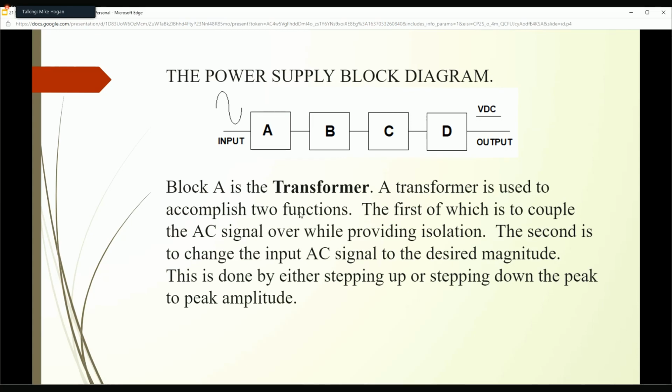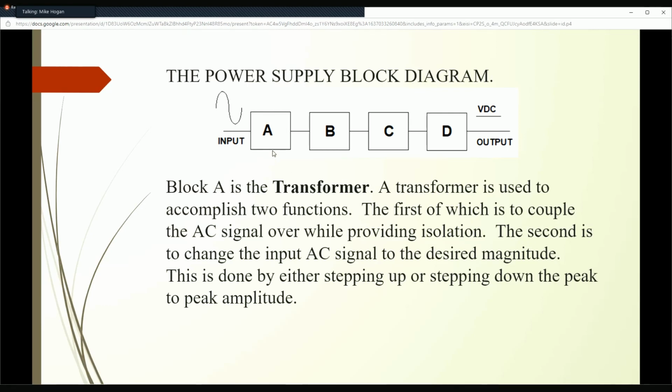If we look at just a four block solid state power supply, we label those A, B, C, D, and start off with the input that looks like this AC sine wave coming into block A, and it is headed to this steady volts DC output so that whatever device needs to run can run. That's what we're going to talk about.